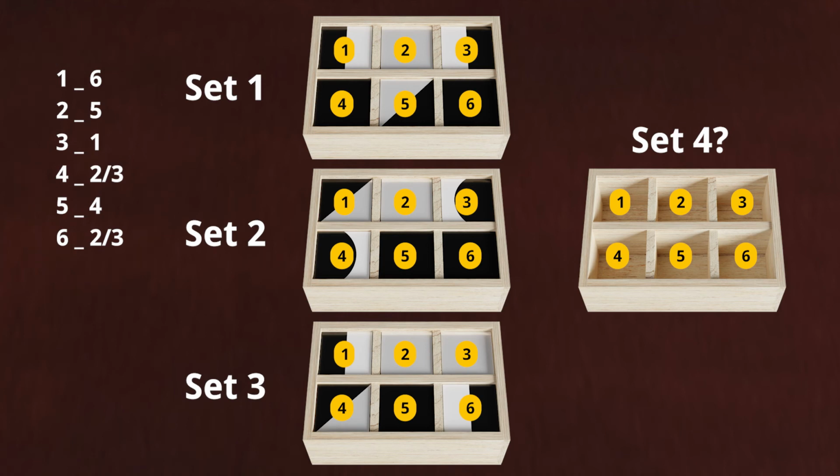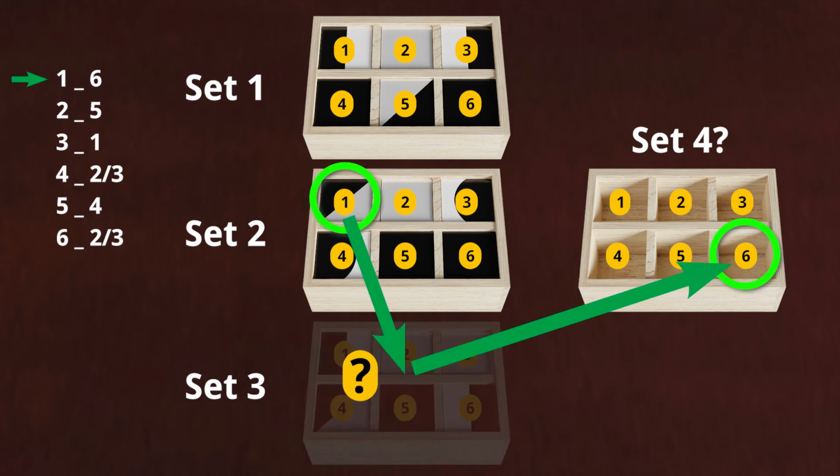So for example, no matter which set you're on, the cube in cubby 1 will move to unknown and then cubby 6. Since rules can be applied to any set, let's start with set 2. We noted that the cube in cubby 1 moves to unknown and then moves to cubby 6. So in set 4, we know which cube will be in cubby 6. We also know it will be the opposite side to what it was in set 2, so the cube in cubby 6 will look like this.